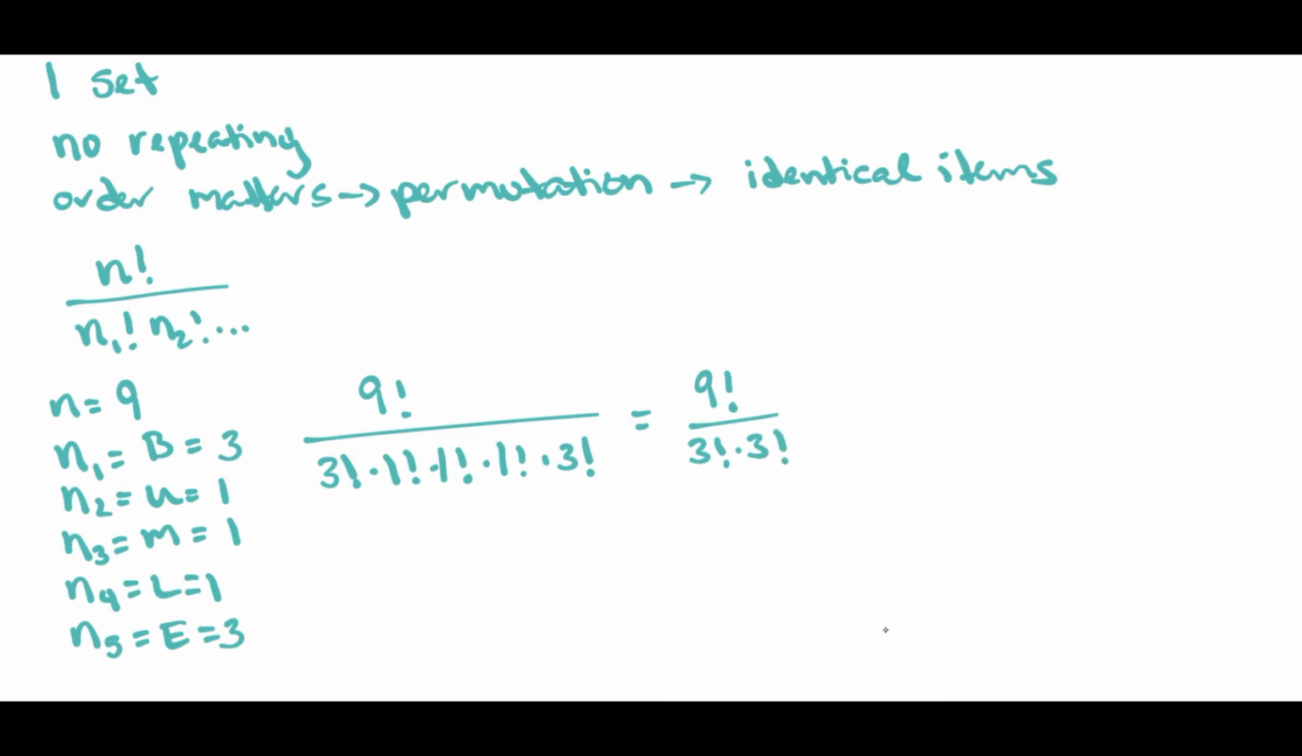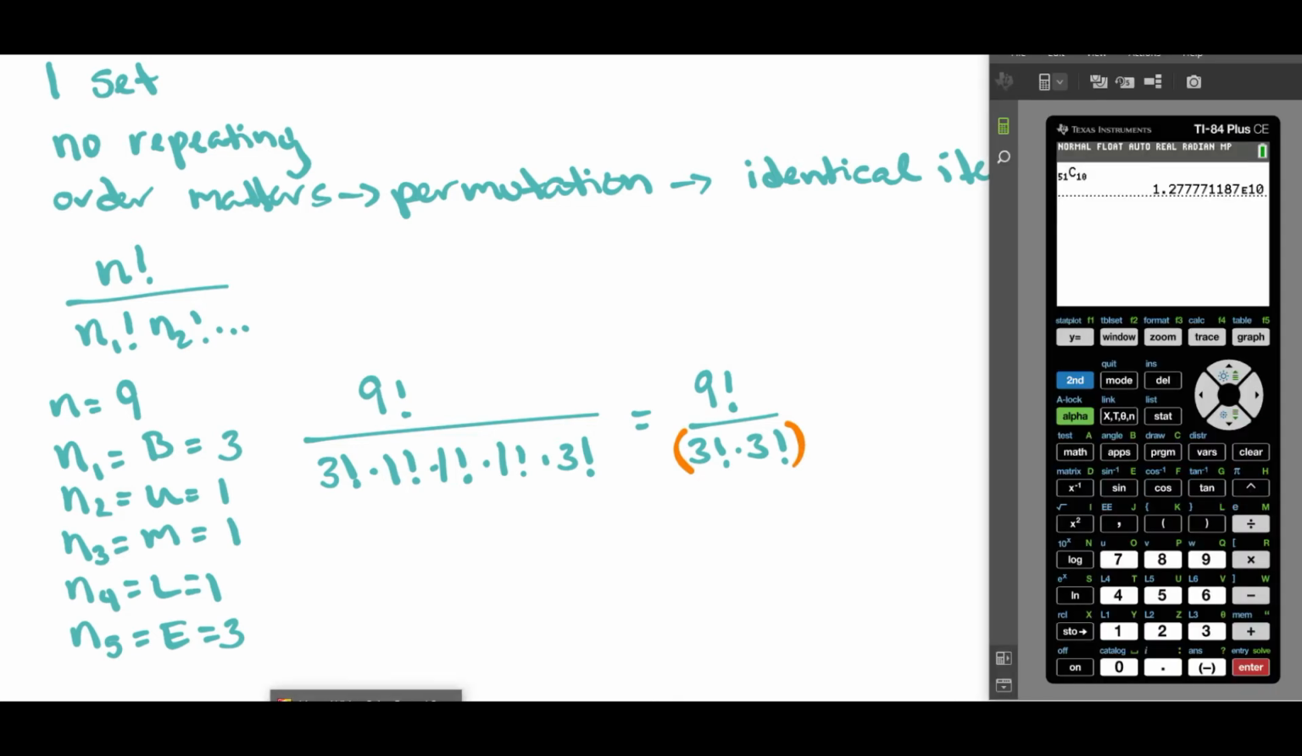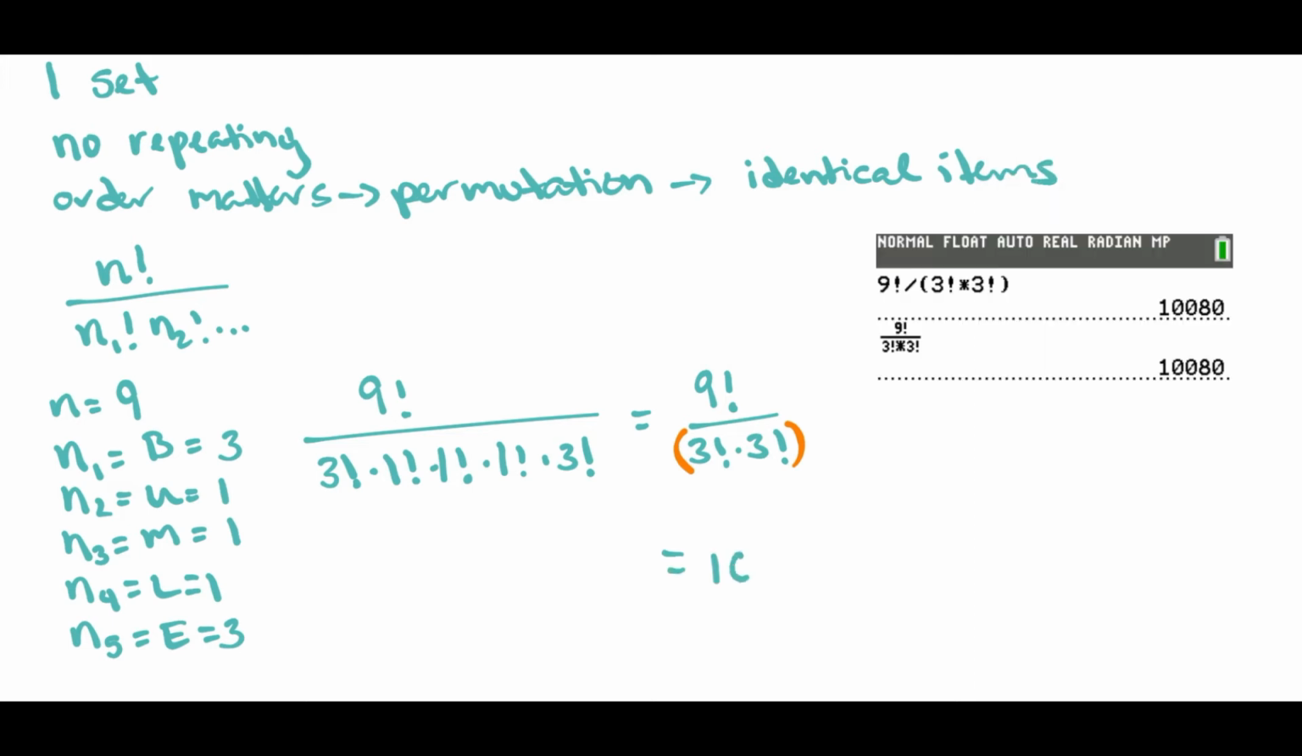So now you just want to be careful putting this into your calculator. Either this needs to go in parentheses, or you need to put that into your fraction notation. So in the calculator we can go 9 factorial divided by, and then do parentheses, 3 factorial times the 3 factorial again. Or again, remember, you can use your fraction notation and we can do 9 factorial over 3 factorial times 3 factorial. And we end up with 10,080 ways that we can do that.